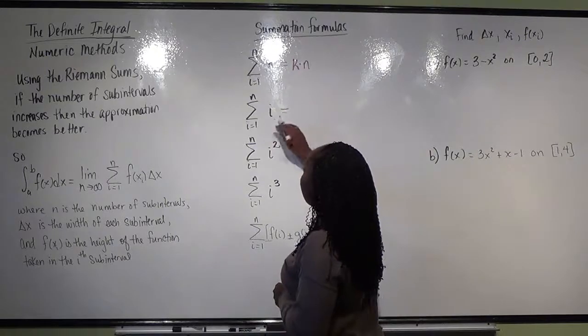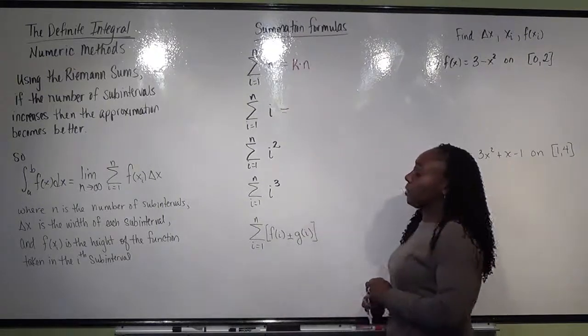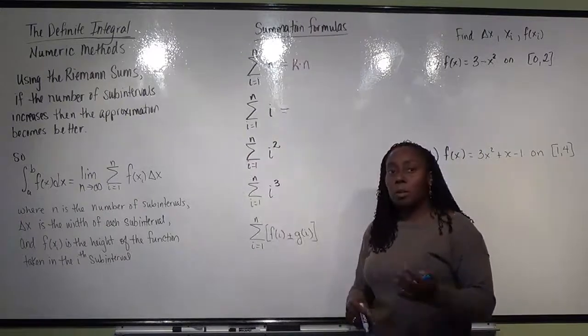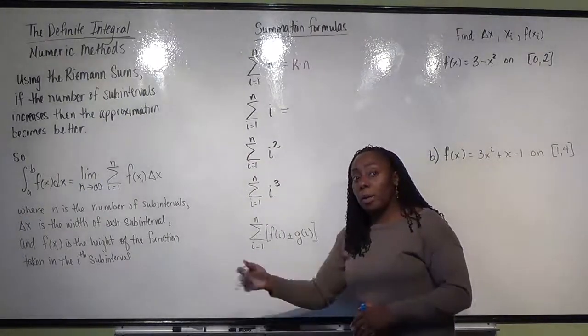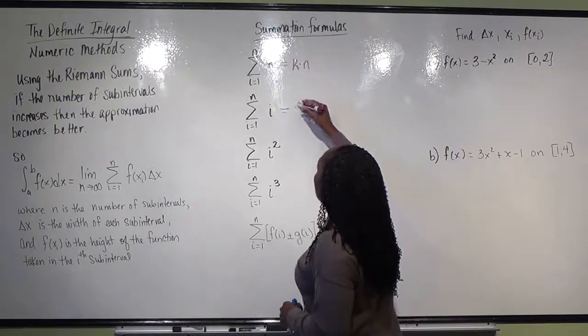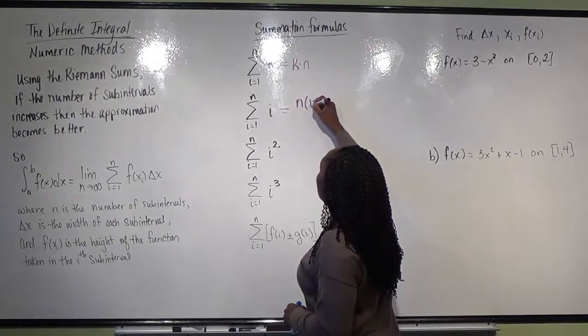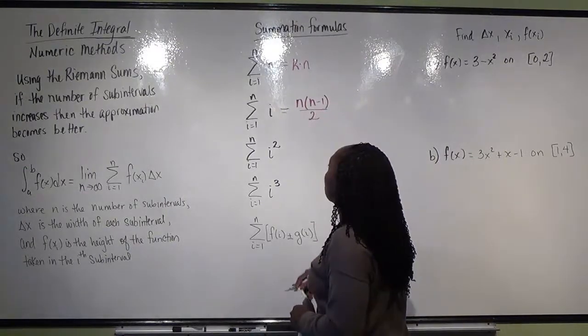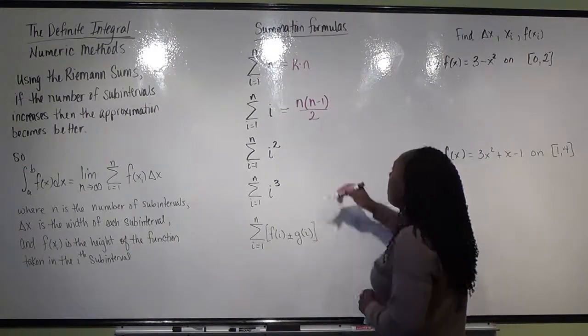For the i, if I'm actually looking at the variable and I'm just adding that variable up, so from 1 to n, this would be like 1 plus 2 plus 3 plus 4 all the way up to n. This is just going to be n times n plus 1 all over 2.